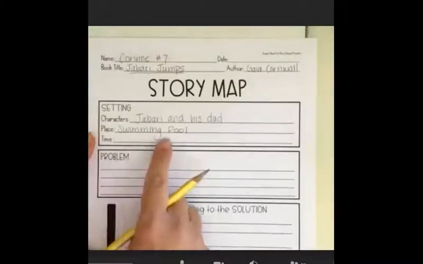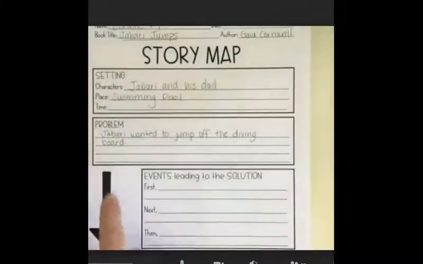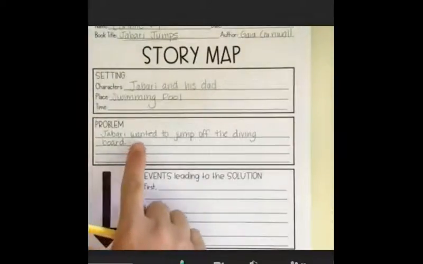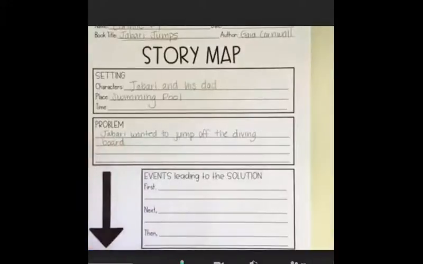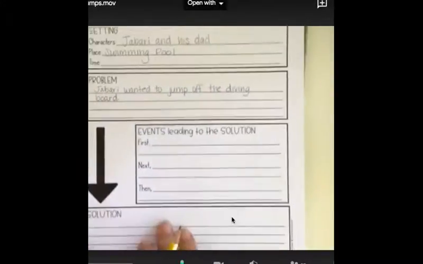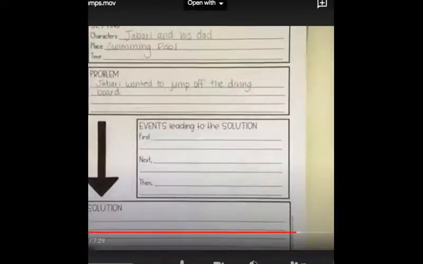So we know that the first part, the setting, the characters are Jabari and his dad. And where did the story take place? It definitely took place in the swimming pool. So what was the problem? In this text, the problem is really more of a want. The main character, Jabari, wanted to jump off the diving board.